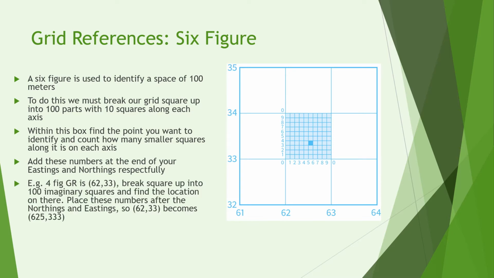So let's take an example. The box we can see here in the center of the diagram is 6233. We're going to break this up into 100 imaginary squares and find the location on there. The dark blue square is the square we want to find the 6-figure grid reference for. So we go eastings first, along the bottom. We can see the number is 5, as that is the number if you follow it down to the bottom left. And for the northings, it is 3.